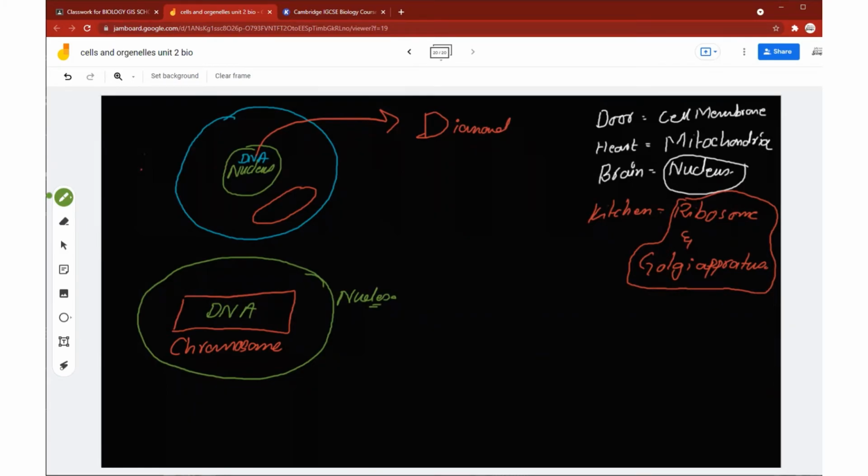So two covers. DNA is stored, yes, excellent job, Amir. So extra safety. First of all, DNA inside chromosome and then inside the nucleus. Make sense to everyone? Yeah.